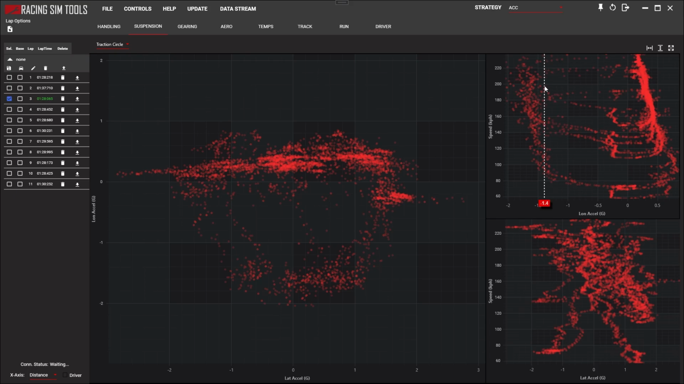So that's why this speed versus grip graph is really, really powerful. It can help you understand what a car is sensitive to in terms of downforce. Do I need to focus on downforce, or should I focus more on mechanical grip?